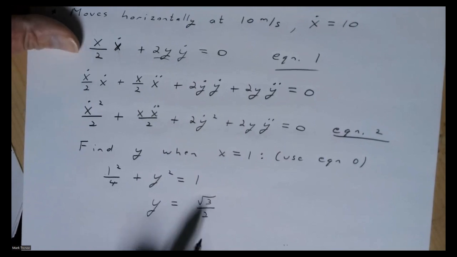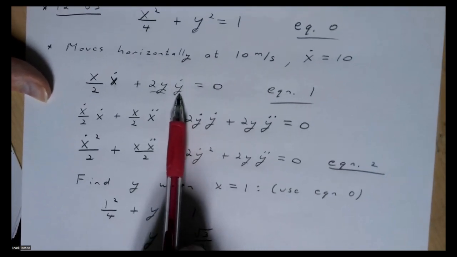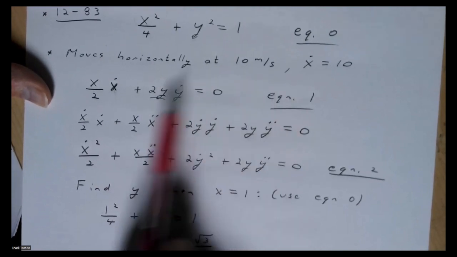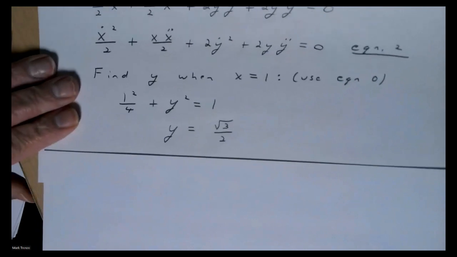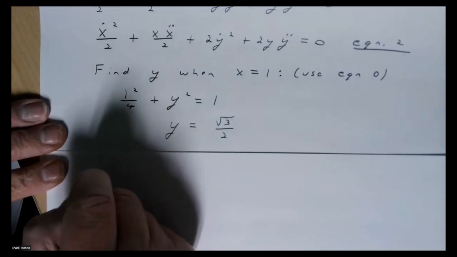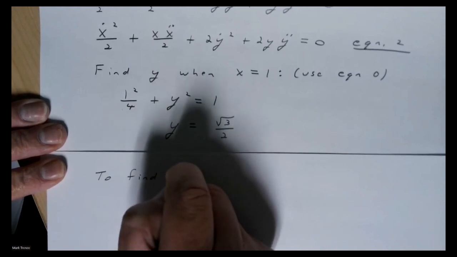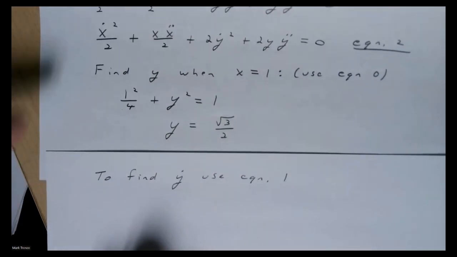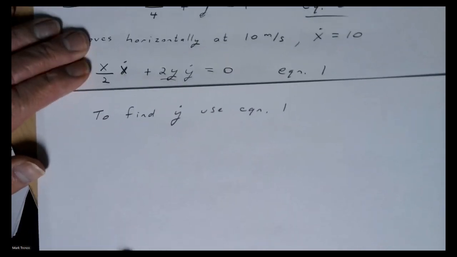So now to find y dot, we can use this equation right here because we know x dot, and we want to find y dot. So now to find y dot, use equation 1. So that'll be this up here. Let me put this up here so we can see a little bit better.